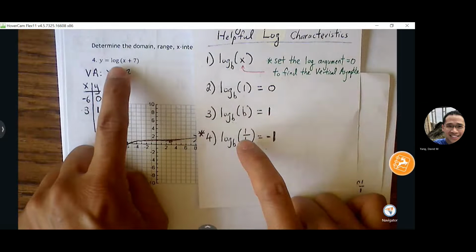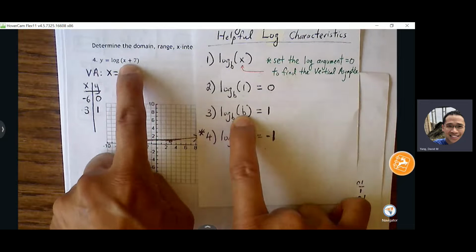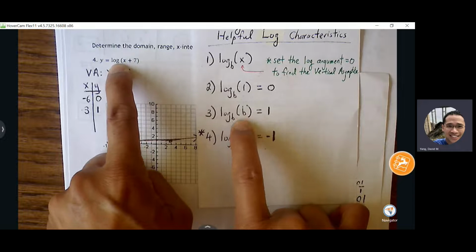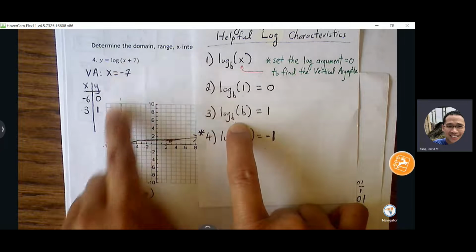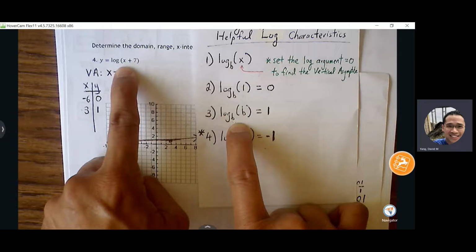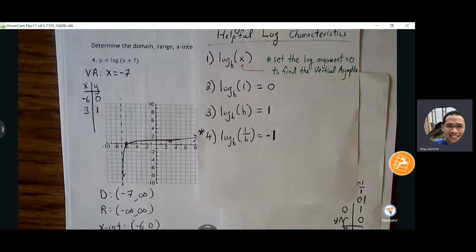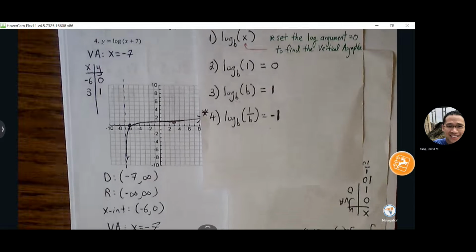And then the next one is, what can I do to get my parentheses to match 10, right? Because that's my base. So I choose x equals 3, right? 3 plus 7 is 10. Log base 10 of 10 is 1. So I'm strategically choosing x values so that I can get that easy y value, so I don't have to deal with messy decimals or having to use our calculator, and we can just use those properties.